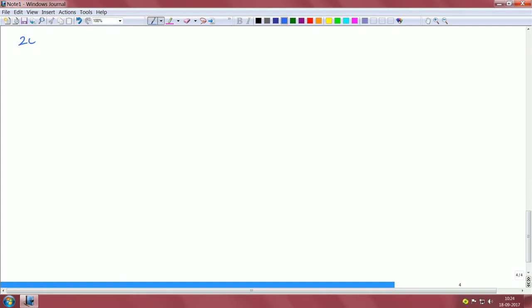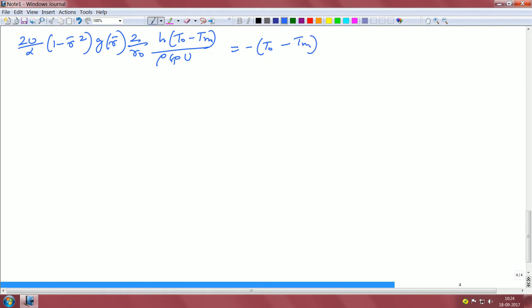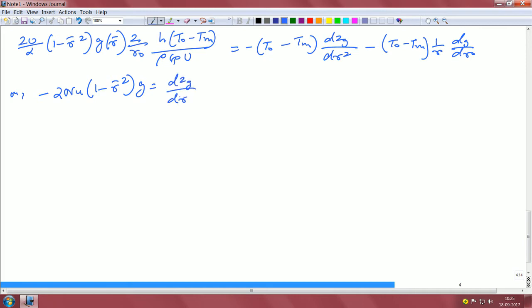So, the energy equation becomes 2u alpha, cast in terms of Nusselt number. Okay. So, that is what you will get.